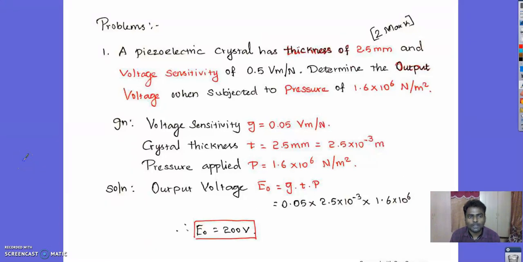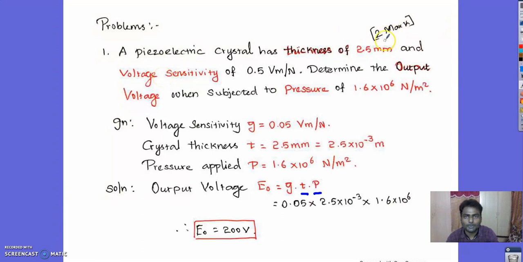Good morning all. In the last lecture we have seen the piezoelectric transducer, its working, everything. And we have also seen the output voltage of the piezoelectric transducer. It is nothing but the product of your voltage sensitivity G, thickness T, and the pressure P applied. So based on this equation, a problem has been asked here.